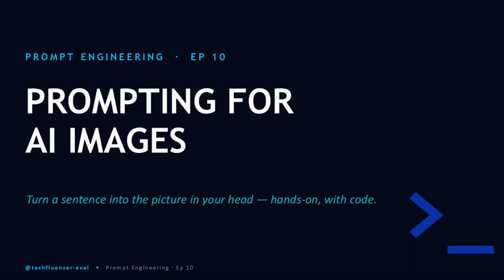Here is a genuinely fun one. You can describe a picture in plain English, and a model will paint it for you. But here is the catch nobody tells you. It only works if you ask well. So today we are going to learn the recipe for a great image prompt, and then build a real image generator in code and watch it come to life. This is prompting for AI images.